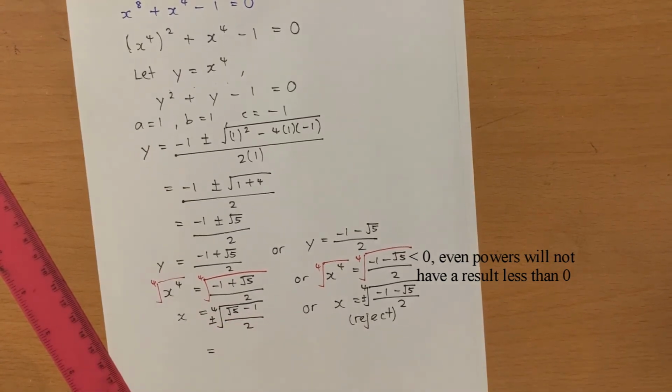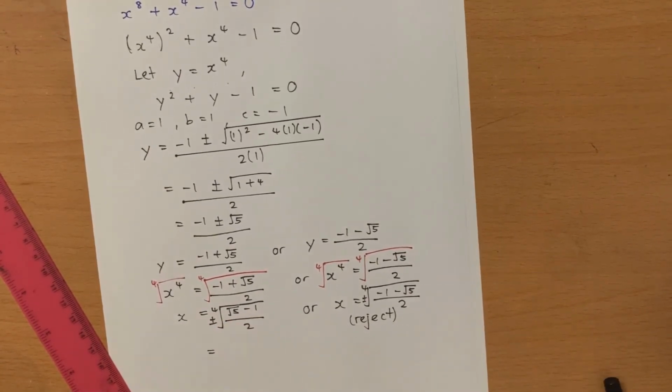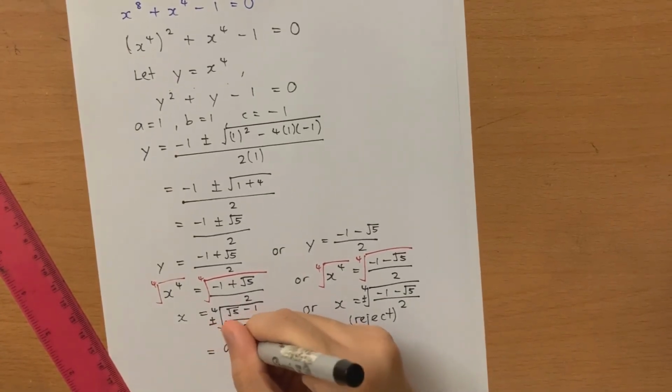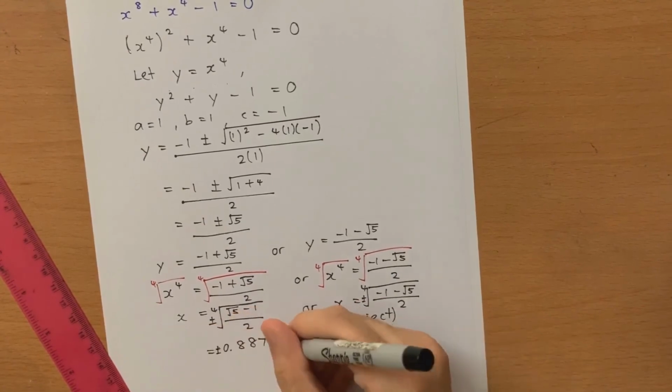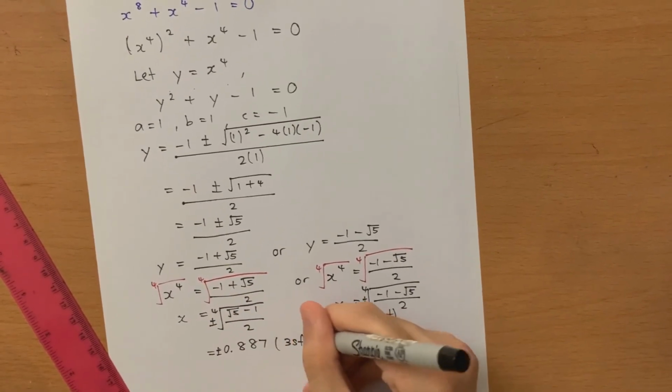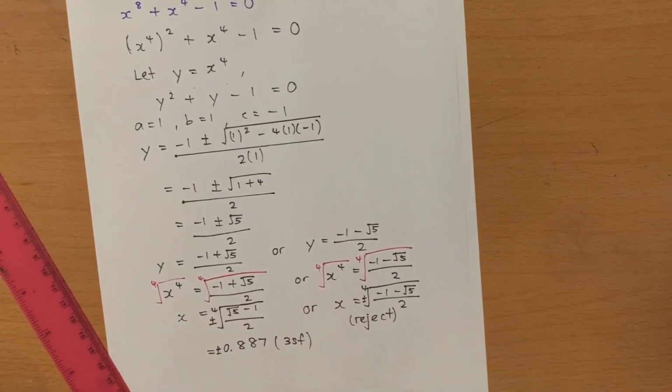So let's round it to 3 significant figures. The 4th root of square root 5 minus 1 divided by 2, and the answers are 0.887 plus minus. And we will only have 2 solutions here: the positive of 0.887 and the negative of 0.887, rounding to 3 significant figures.